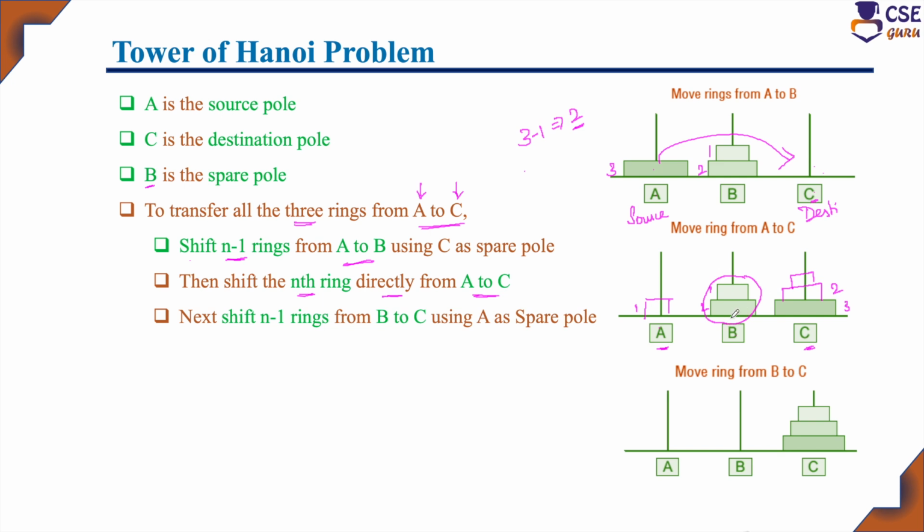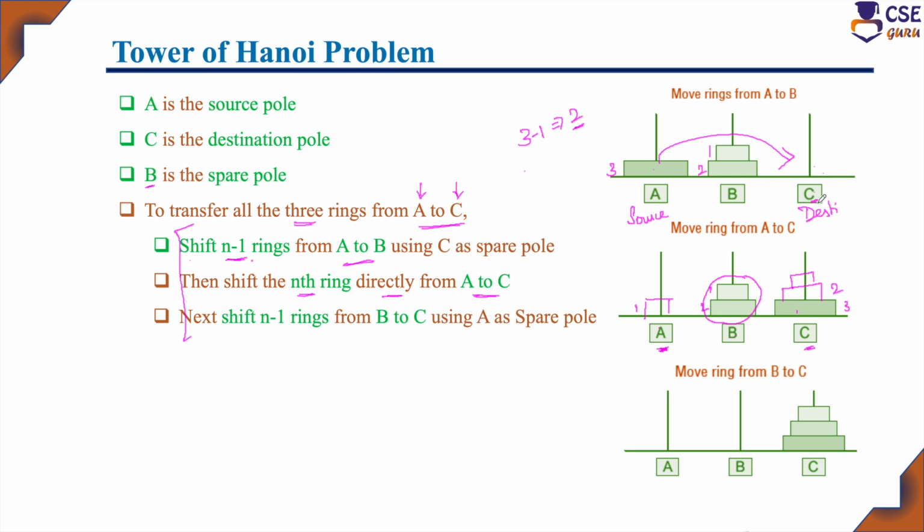Move these n minus 1 rings from pole B to pole C using pole A as the spare pole. Okay, these are the three main steps we have to use. First, shift n minus 1 rings from A to B using C as the spare pole.